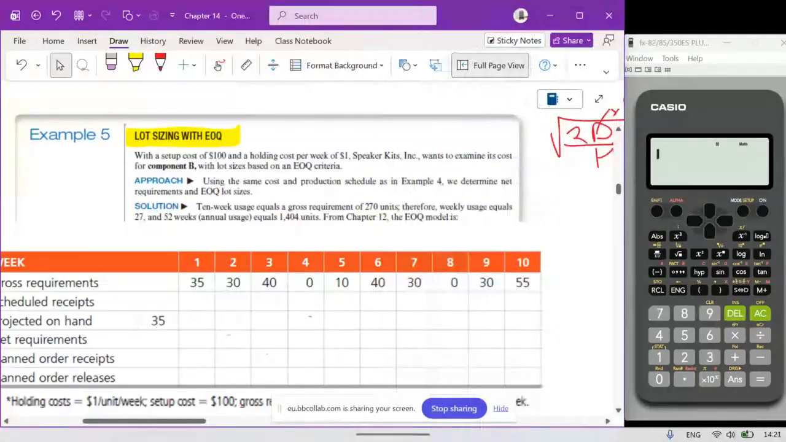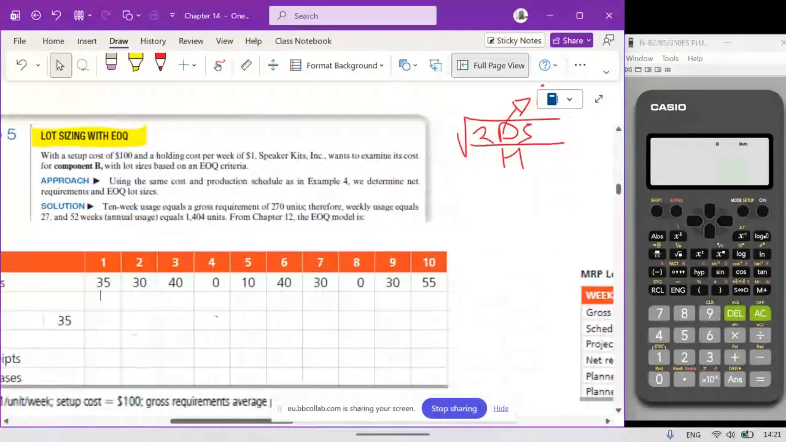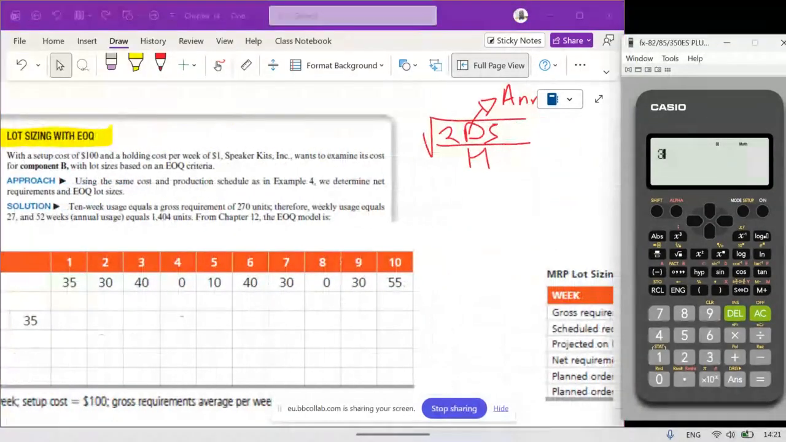Unfortunately, I must call for my calculator. So now the calculator is here. So we have 35 plus 30 plus 40 plus 10 plus 40 plus 30 plus 30 plus 55, and you get 270.